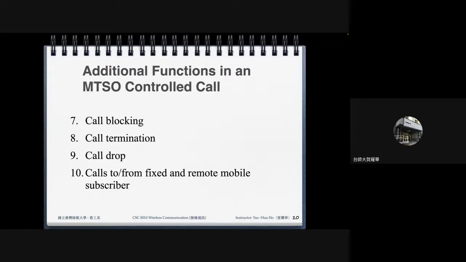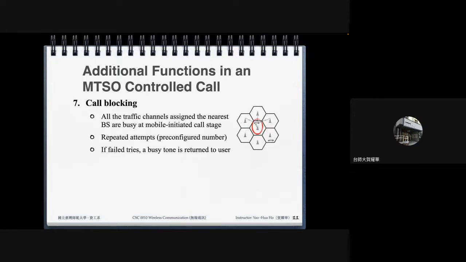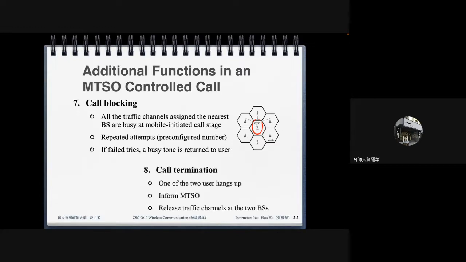Now, additional functions in the MTSO include call blocking, call terminating, call drop, or calls to and from a fixed or remote subscriber. Okay, call blocking is that if all the traffic channels assigned to the nearest base station are busy when you initiate a call, then it will do repeated attempts. Right? If those repeated attempts fail, you will hear the busy tone, which will be returned to the user. This is call blocking.